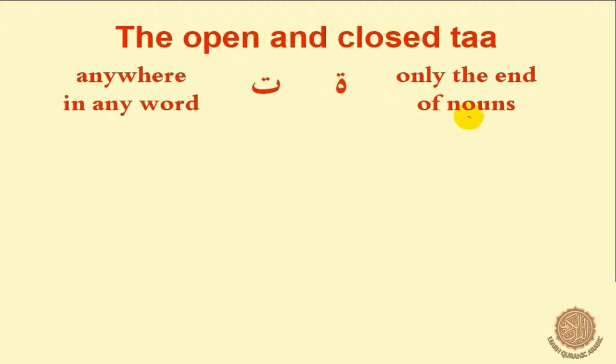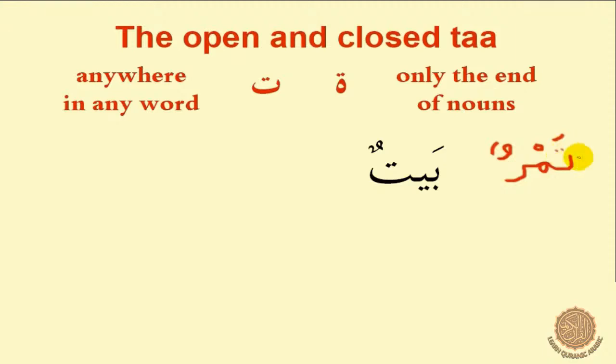So let's look at some examples of this, inshallah. So here we have the word bayt, baytun, this is the tanween, and this is an open ta. We also have the word, for example, tamrun, which means dates. So notice here the open ta at the beginning of a word.